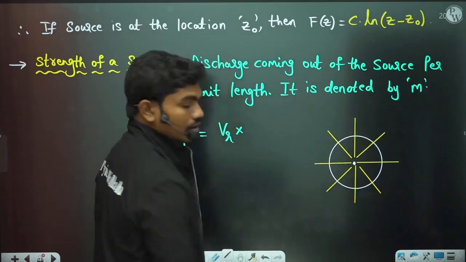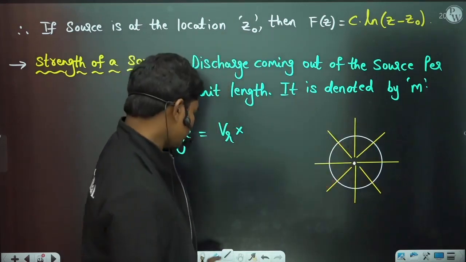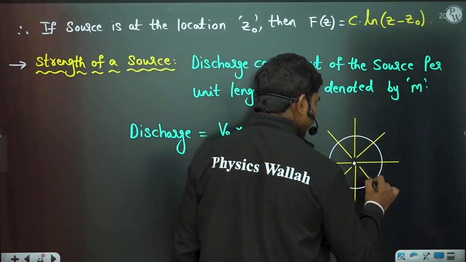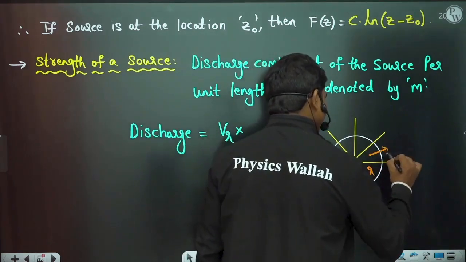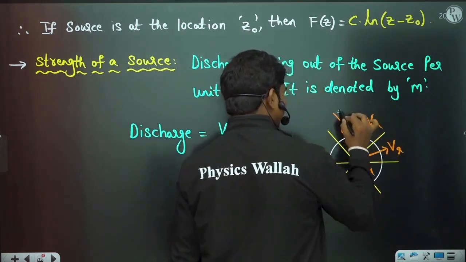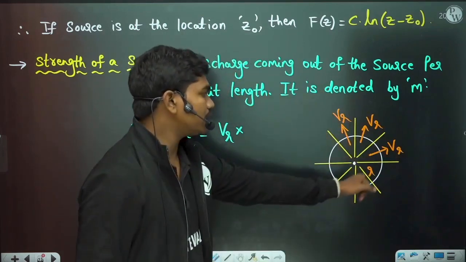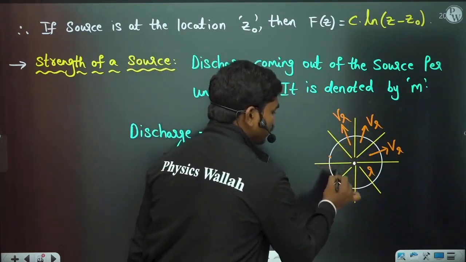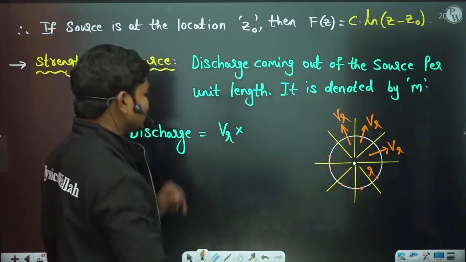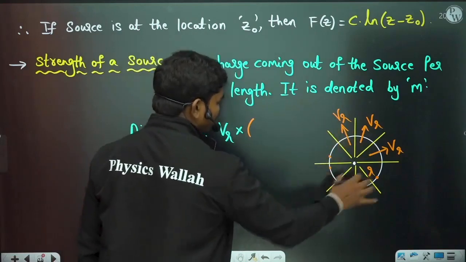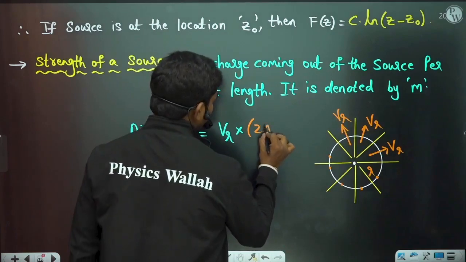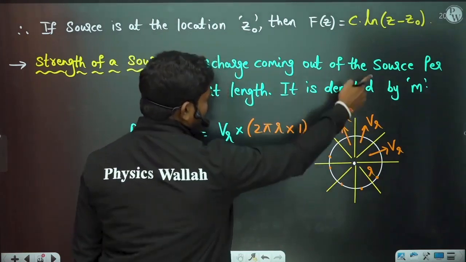Now whenever the length of the source is 1 unit, let us suppose at a radius r there is some radial velocity of the fluid with which the fluid is getting emanated. If at every location on this circle the fluid is coming out at a velocity Vr, then can I write discharge is equal to Vr into the area available for the flow? So what is the area? 2 pi r into length. The length is 1 meter, because it is per unit length of the source.